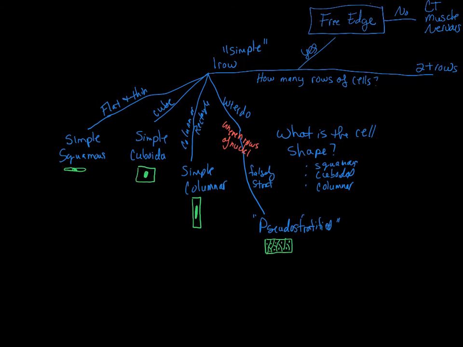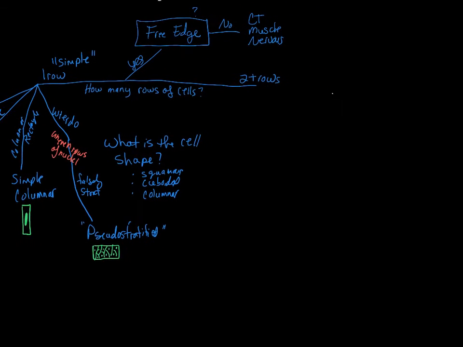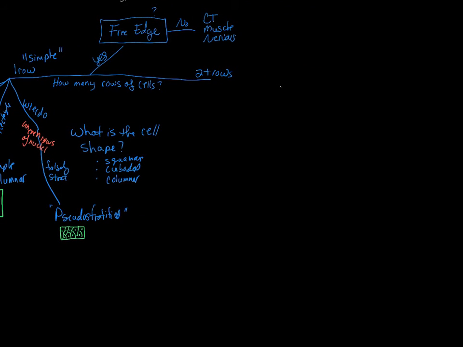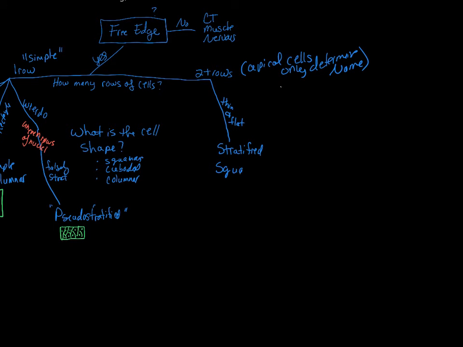Okay? Now, if we kind of go over here, we're going to look at the 2 rows, and we've got the same basic things going on. I know I can write stratified, and I can ask myself, is it thin, and now right here, remember, apical cells only determine name. Okay? So are the apical cells thin and flat? If yes, it is stratified squamous.